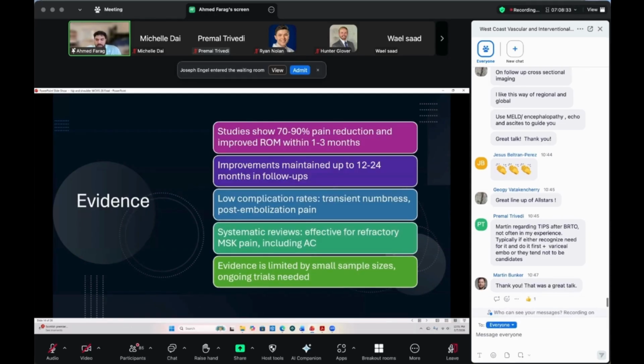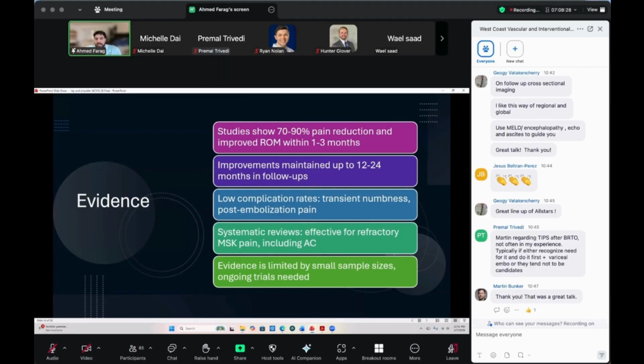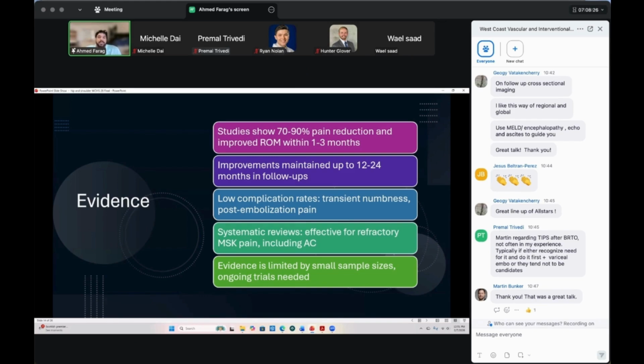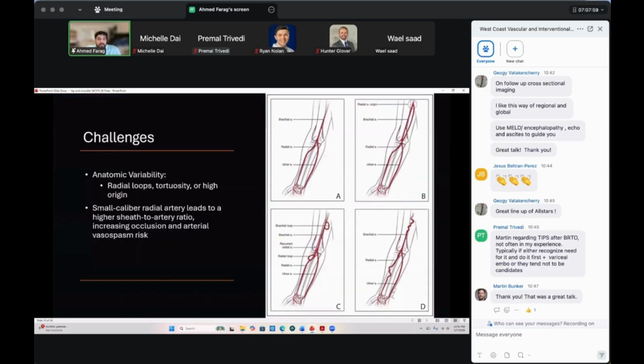So the recent data has been really good. If you look at the studies from Venti and Guest and OEIS, and Dr. Akuno's work, you'll see that 79% of pain is reduced within the first few months. And that's usually long-lasting pain relief if you did the appropriate patient selection. Very low complication rate, transient numbness and post-embolization pain usually goes away, and it's very rare. Our evidence is limited at this time, but there are ongoing trials that are needed, and we have a large data pool, and I think the evidence is going to continue to show wonderful results.